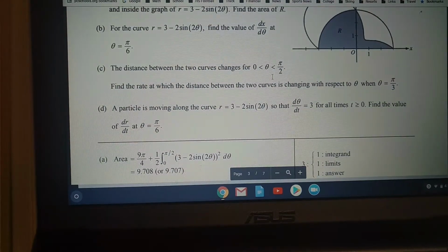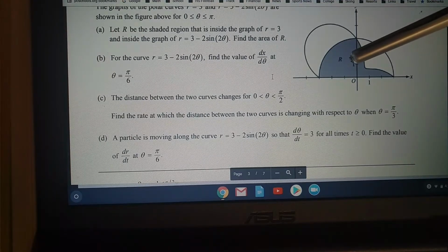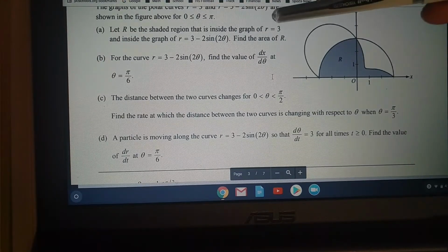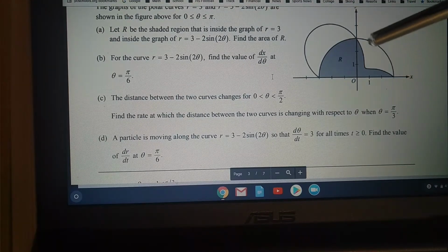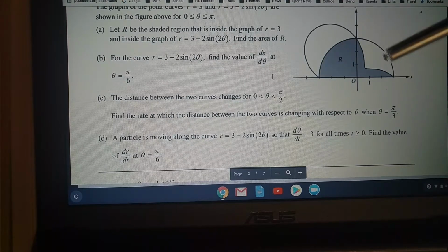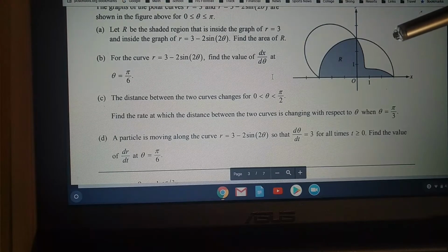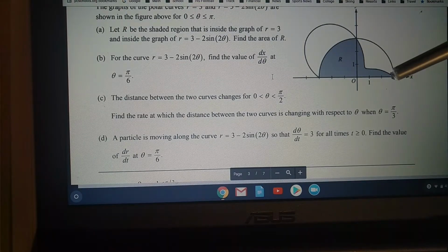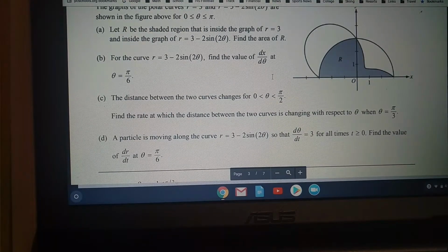So first, for part A, we want to find the area of the region R, which is the shaded region that we have here. And they even help us out by telling us it's the region that's inside the graph r equal to 3. By the way, that's this circle here, or this half circle. And inside the graph of 3 minus 2 sine of 2 theta. And that's kind of this peanut-shaped region here, partial peanut-shaped region. So we are just looking for that graph.